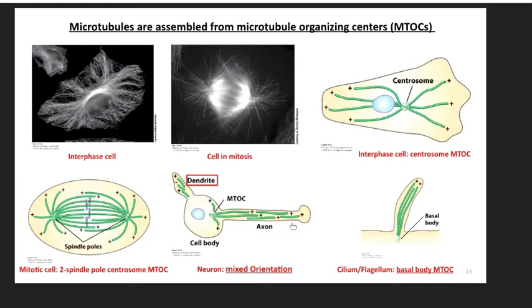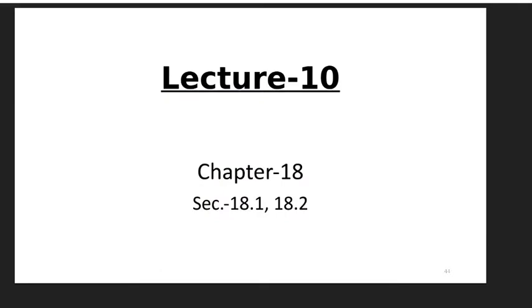Important about the arrangement: usually they are arranged with a polarity between the plus end and the minus end at the microtubule organizing center, but only in neurons do they have mixed orientation, especially in dendrites. So dendrites can have plus end, minus end, and then minus end, plus end. The rest of the examples have a single orientation.